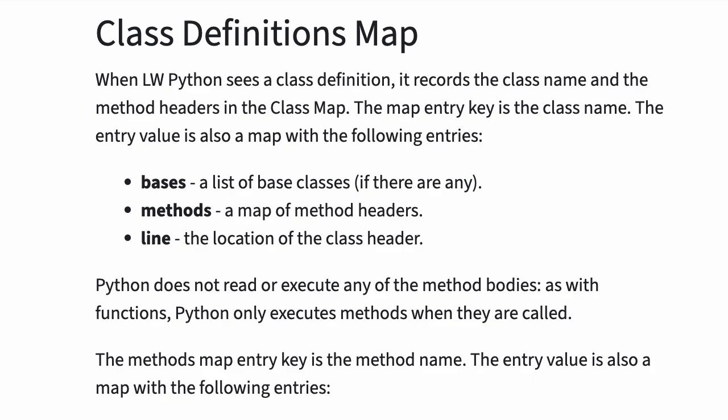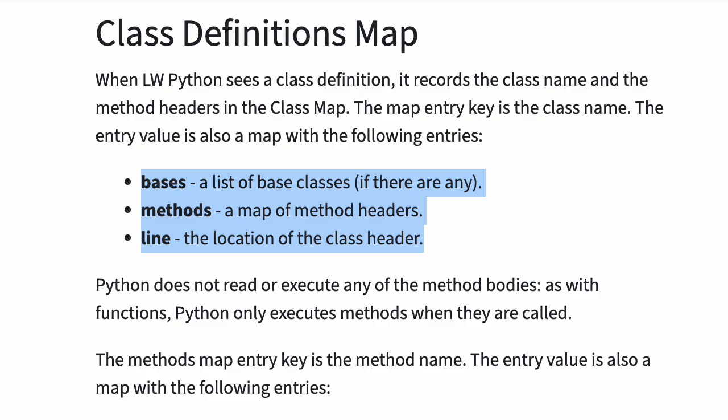When LWPython sees a class definition, it records the class name and the method headers in the class map. The map entry key is the class name. The entry value is also a map with the following entries: bases, which is a list of base classes if there are any, methods, which is a map of method headers, and line, which is the location of the class header. Python does not read or execute any of the method bodies.